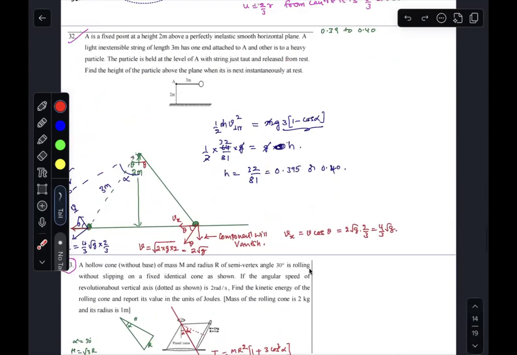And you apply energy conservation. Half m v perpendicular square, that is the KE immediately after the string becomes taut, equals mgr times 1 minus cos alpha. I am assuming it goes to a maximum angle alpha. Loss in KE, gain in potential energy. So after solving, I got 32 by 81.